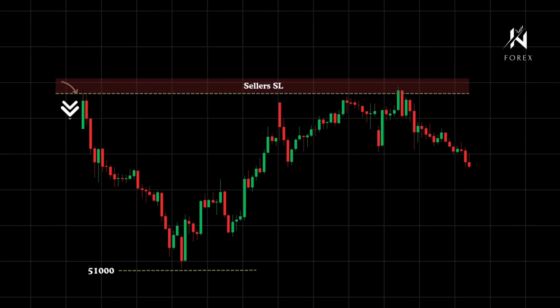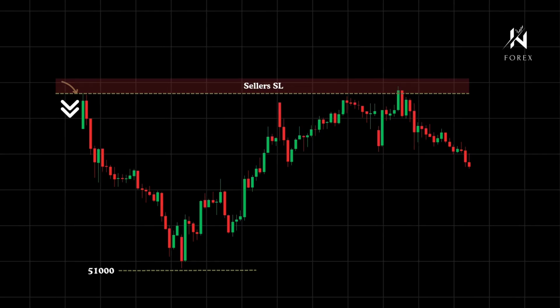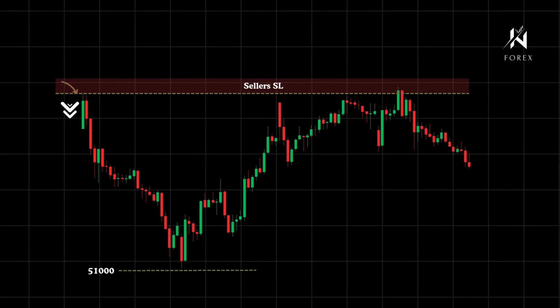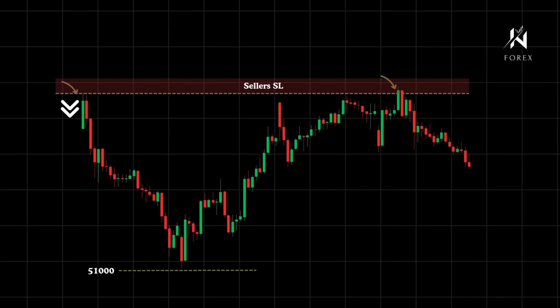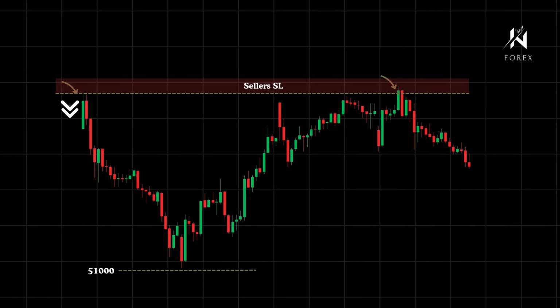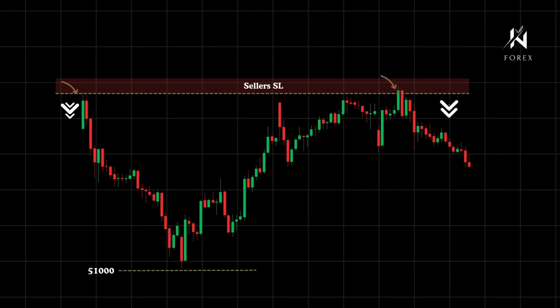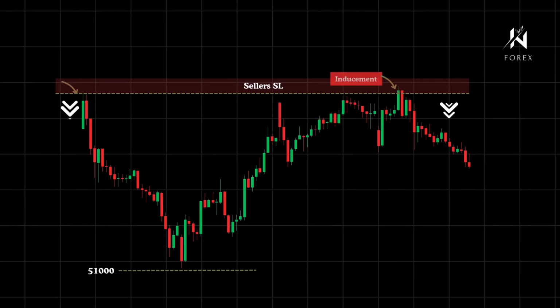To protect those stop losses, they can still apply selling pressure. Therefore, as soon as the price reached the seller's entry zone, they once again created strong selling pressure with fresh orders, causing the price to decline sharply. This is why the candle here should be considered an inducement candle.